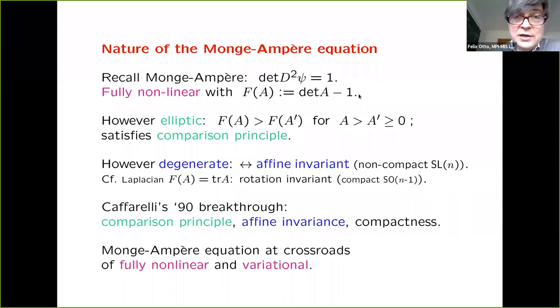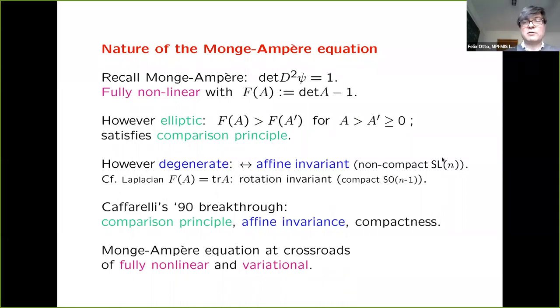It's elliptic in the sense that if two matrices are ordered in the sense of positive definiteness, then you have an ordering of this nonlinearity, which means that the Monge-Ampère equation satisfies a comparison principle. So that's good. So it's in a certain sense an elliptic equation. However, the ellipticity is degenerate, which can be easily seen by linearizing the equation. And the degeneracy comes hand in hand with, or if you want, is counterbalanced by, a very large invariance group. It's an affine invariant equation.